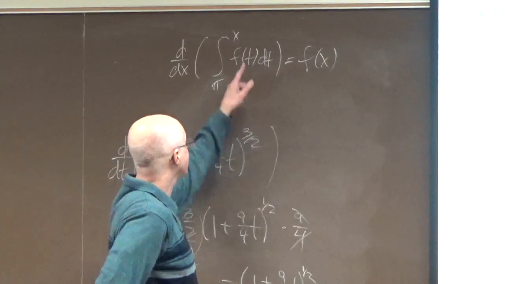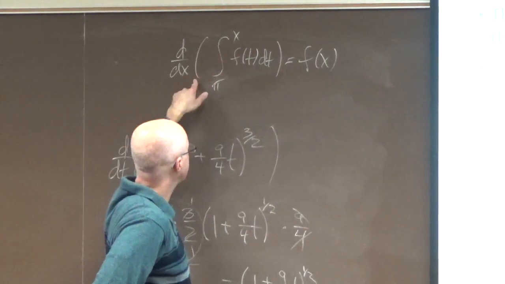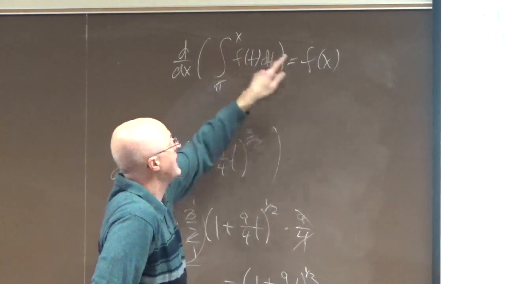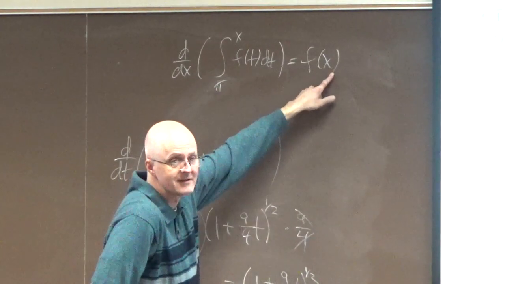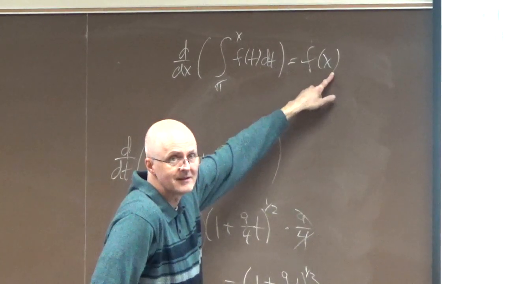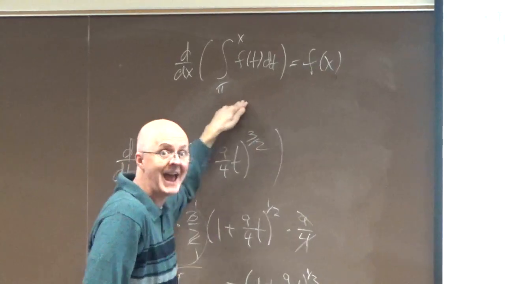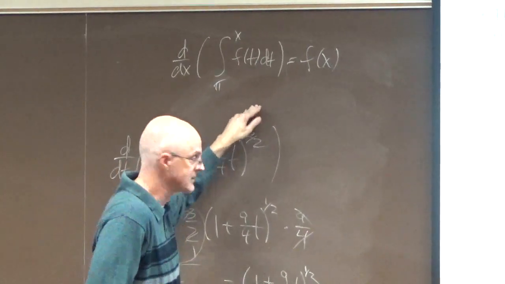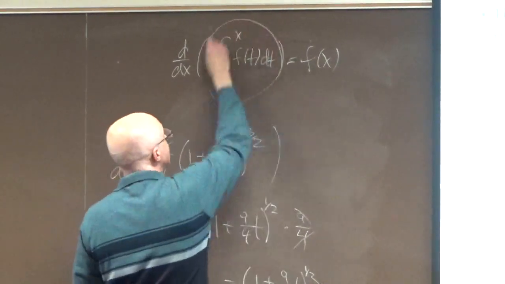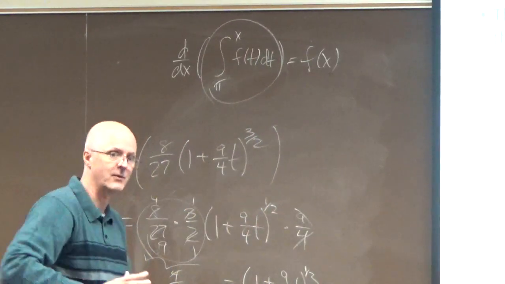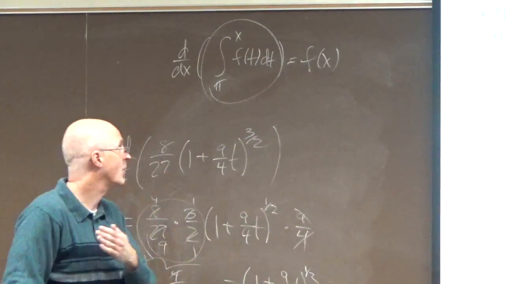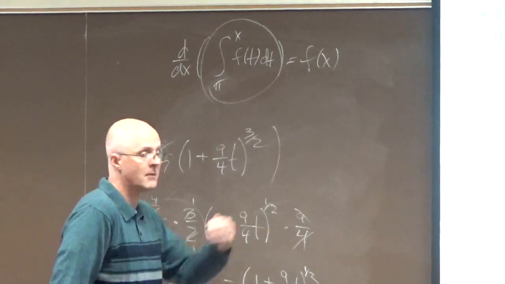And get the letters right. Make your true variable you're differentiating with respect to the upper limit of the integral, and also put it there. Don't put an f of t there. We want to differentiate this function of x. This is a function of x, not t. This whole expression is the area under the graph of f, if the graph is above the axis at least, between pi and some value of x.